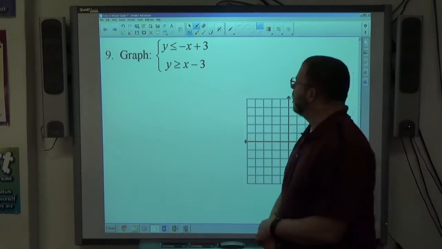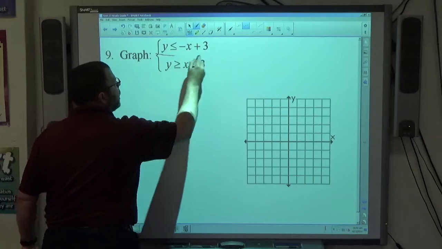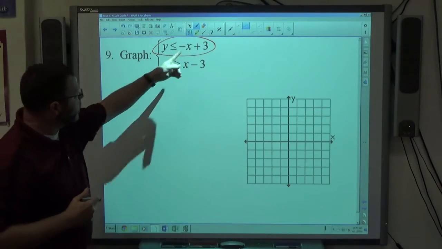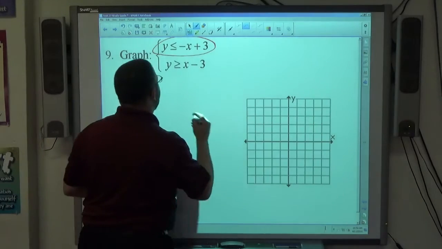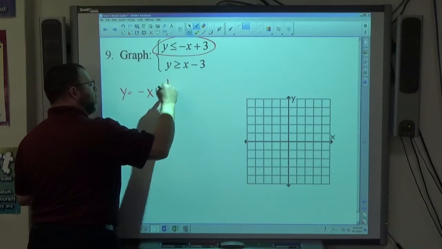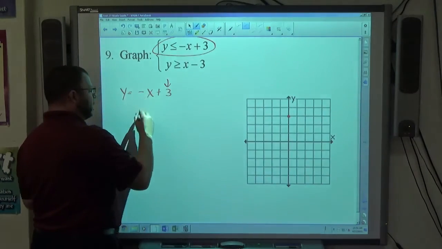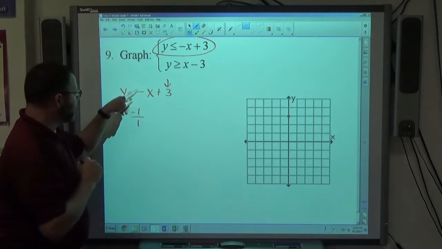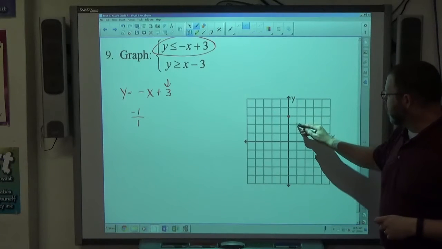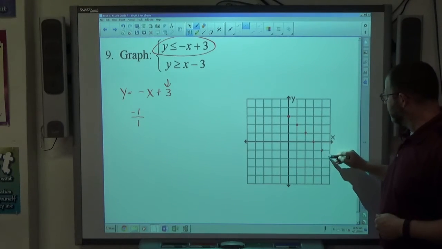Number 9, graphing a system of linear inequalities. First off, this top one I'm going to do in red. It's a linear equation. So I've got a y-intercept of positive 3. So what I'm graphing is y equals negative x plus 3. Y-intercept is positive 3. Slope is negative 1. As a fraction, that's negative 1 over 1. So if I go down 1, right 1, down 1, right 1, and so on, I'm getting these points here.